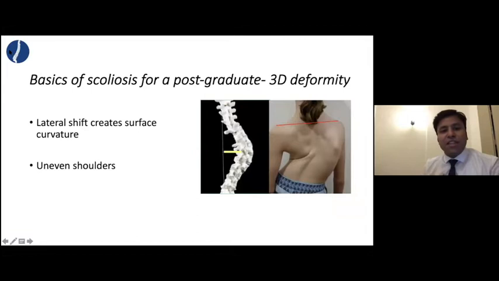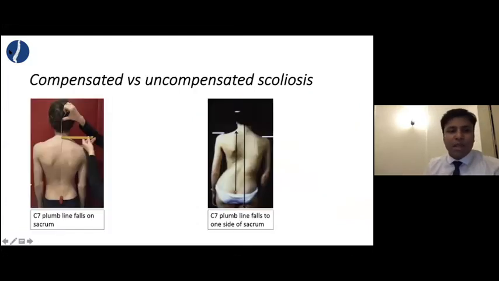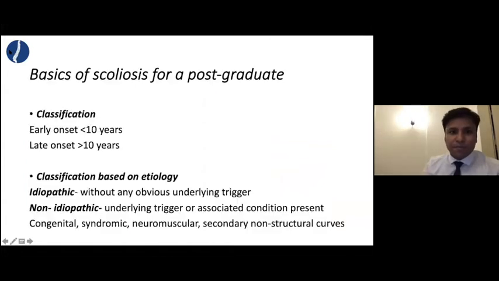A lateral shift in the coronal plane creates the surface curvature, and this in turn also creates uneven shoulders. Now also know about what is compensated and what is uncompensated scoliosis. In compensated scoliosis, a major curve is balanced by a minor curve so that the head falls directly on the sacrum. In uncompensated scoliosis, the head falls away from the sacrum. These tend to be more severe and more symptomatic. It's also important to know that a scoliosis that starts before 10 years of age is early onset and has a different prognosis and treatment algorithm. A late onset scoliosis starts after 10 years of age.